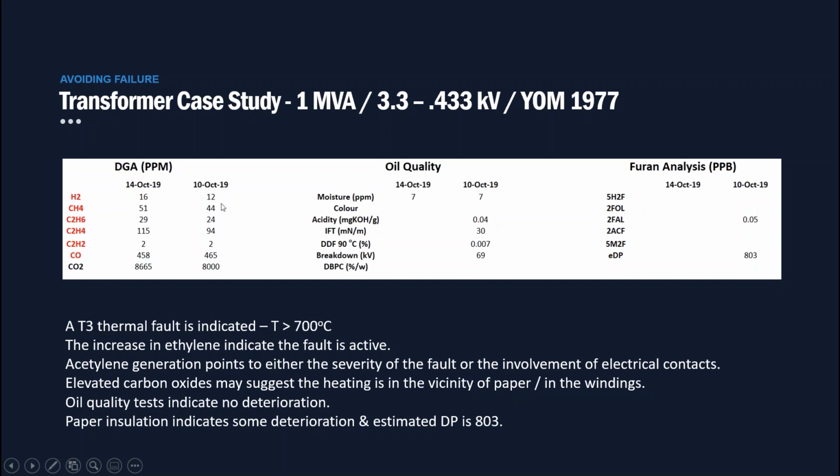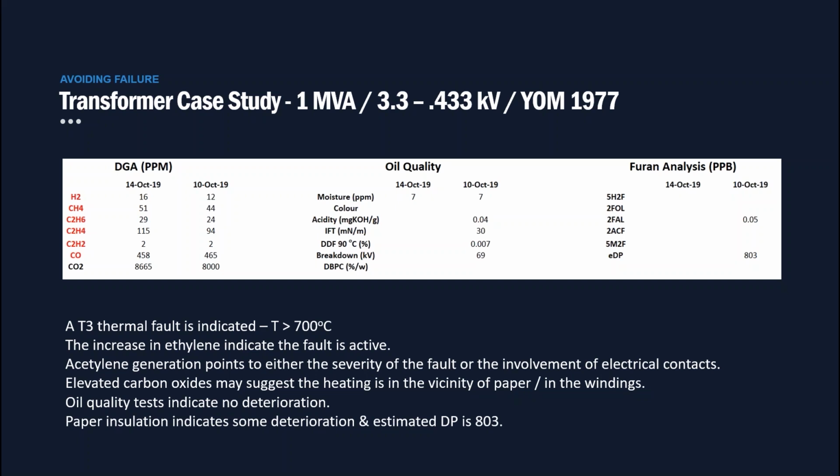sample once a year. These samples were taken 4 days apart, and this gives you an indication that we were concerned about the condition of the asset. And this is primarily because acetylene appeared on the 10th of October. The results indicate high temperature heating, a T3 thermal fault, heating above 700 degrees Celsius. Over the 4-day period, the ethylene levels increased, and the rate of increase is higher than typical levels, telling us that the fault is active.